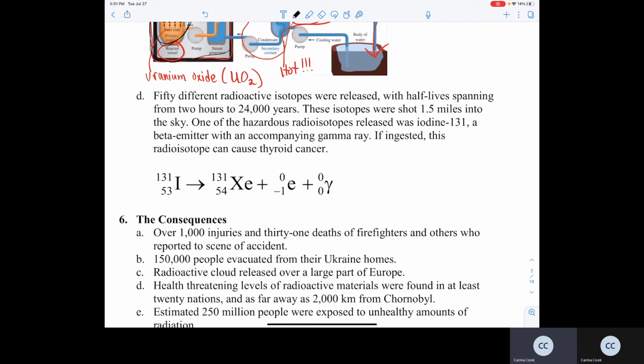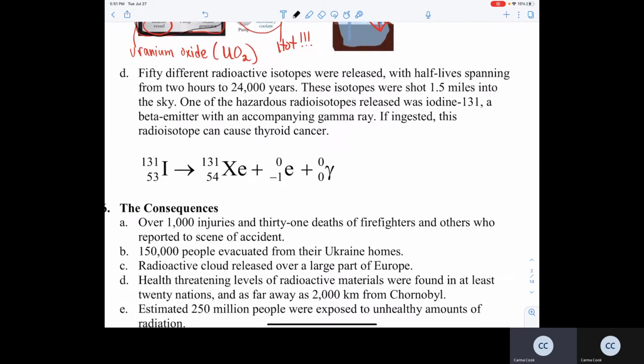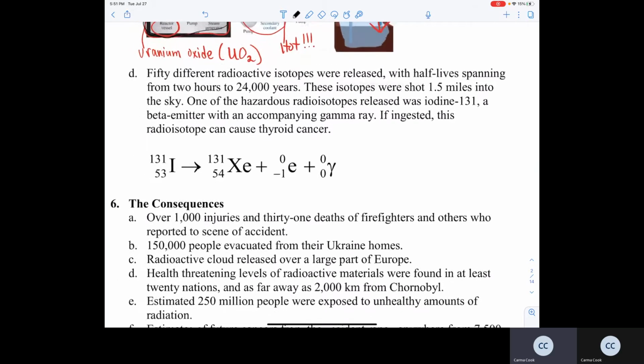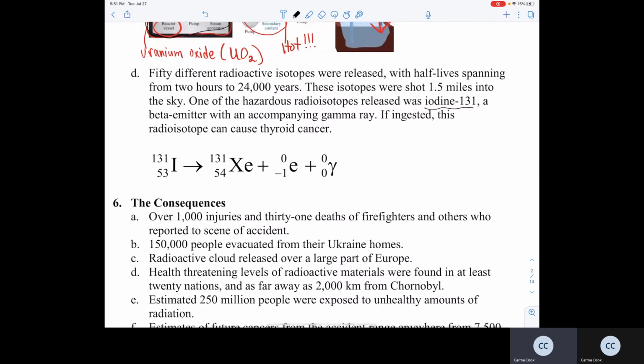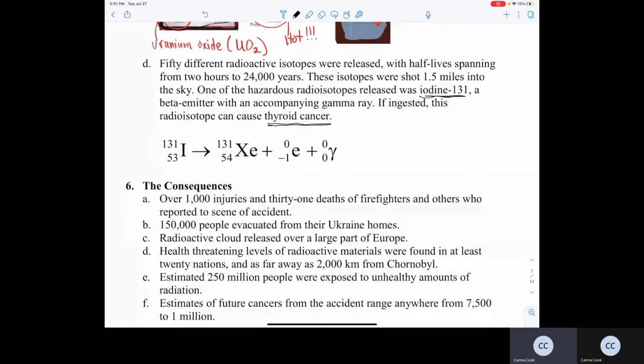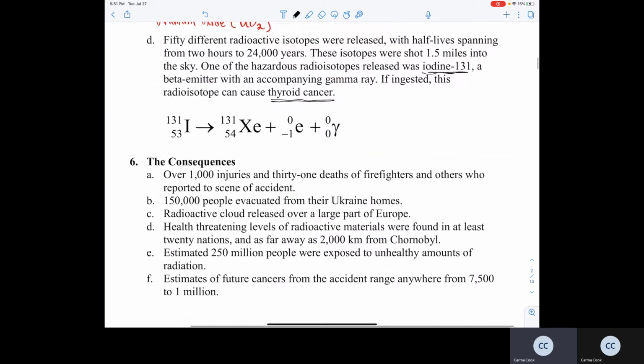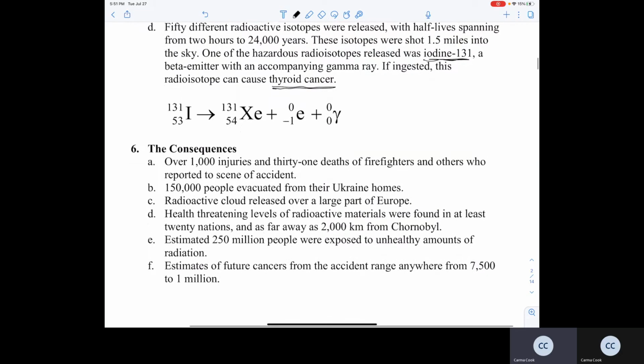And those radioactive isotopes have very, very long half-lives. They range anywhere between 2 hours to 24,000 years. So some of the nuclear material had shorter half-lives, others had very long half-lives. And so one of those isotopes that were released that are radioactive is iodine 131. And it causes thyroid cancer. So after the Chernobyl disaster, a lot of the people that were living near that plant developed thyroid cancer years after that explosion.